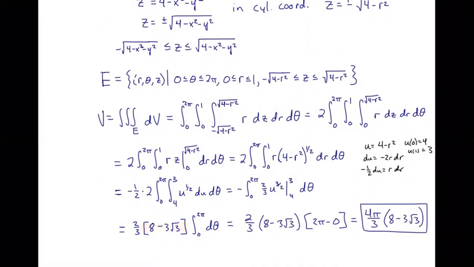And this is just a nice straightforward integral to finish up. And this is a decent simplification of the result. So 4 pi over 3 times 8 minus 3 root 3. And that would be the volume contained in this region.